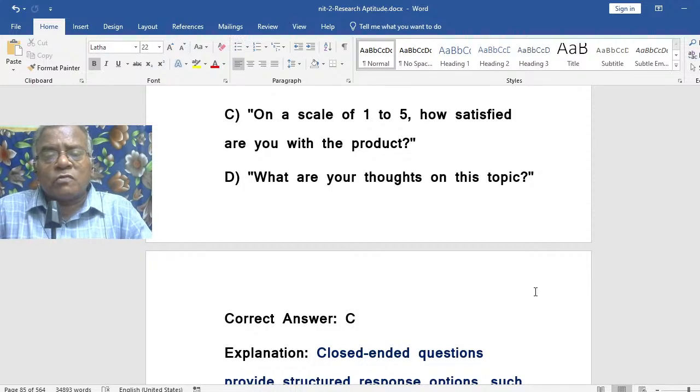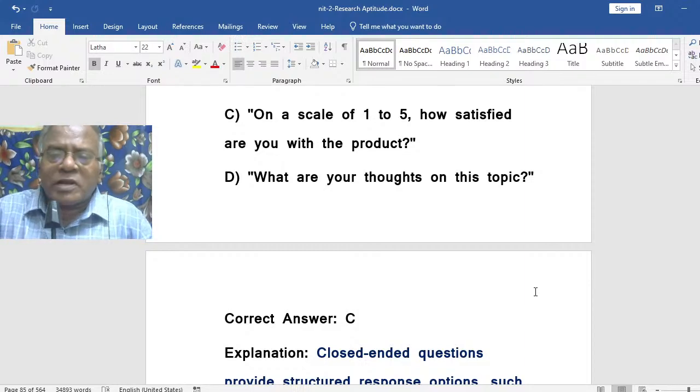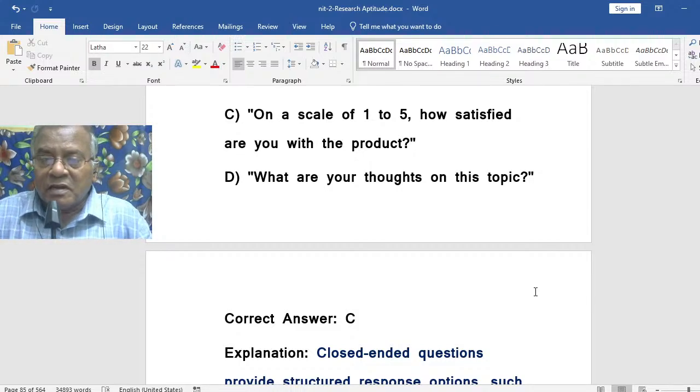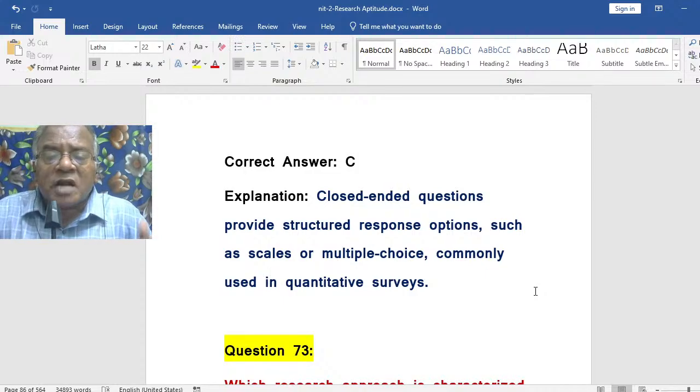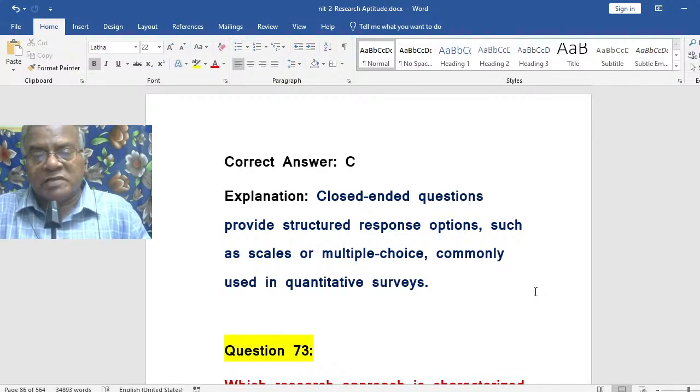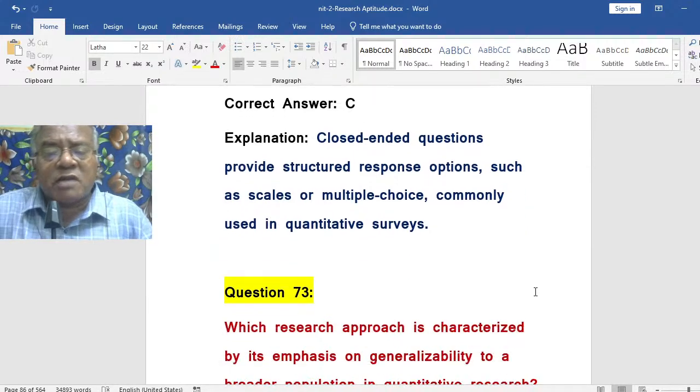On a scale of 1 to 5, how satisfied are you with the product? Out of these 5 you have to give the rating. If you give 5, that is you are having highest satisfaction. If you give 1, lowest satisfaction. This is how we can say. Anyway, it is only the closed ended question, this one. Closed ended questions provide structured response options such as scales or multiple choice, commonly used in quantitative surveys. Closed ended questions are given in quantitative surveys.